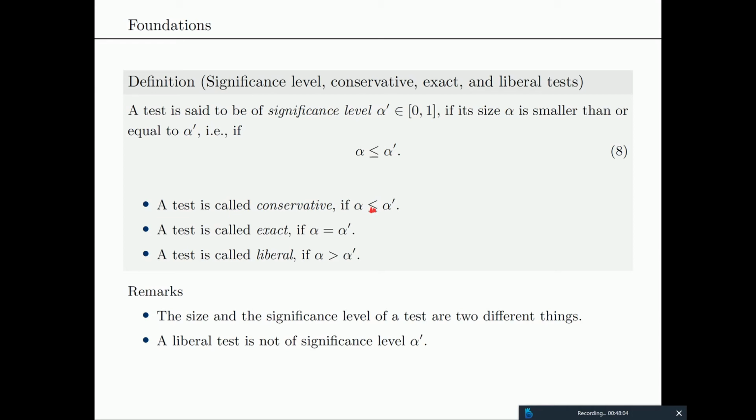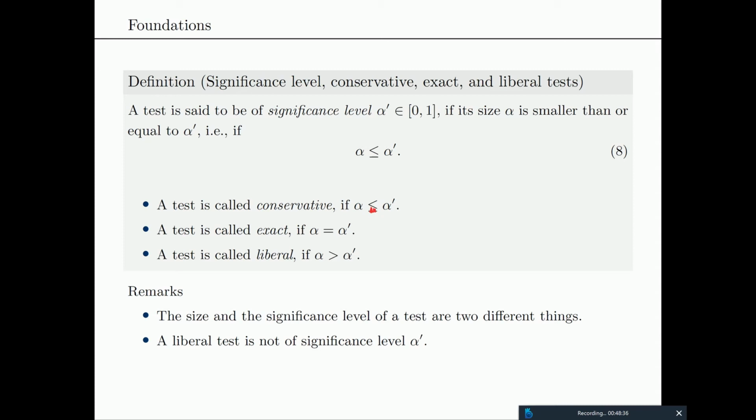It's called exact if the significance level equals the type 1 error rate. That's the case for t-tests. And a test is called liberal if the test error rate is actually larger than the significance level. Then it's not of that significance level in the first place, but to have this notion of a liberal test, we include it. But the important thing is to dissociate in your head the probability of a type 1 error, which is called size and denoted by alpha, and the significance level of a test.